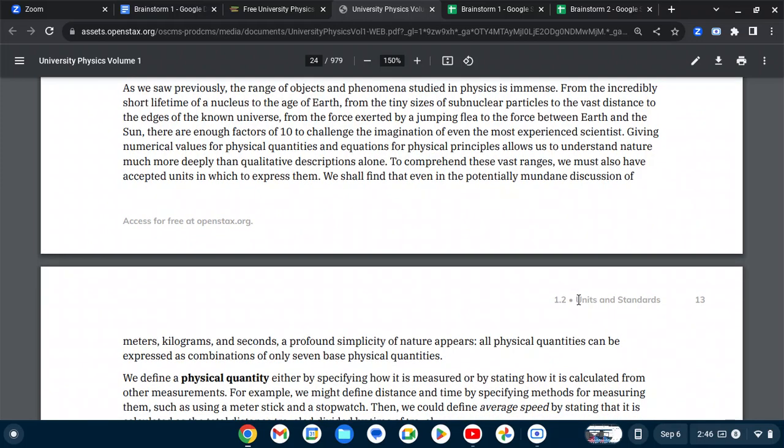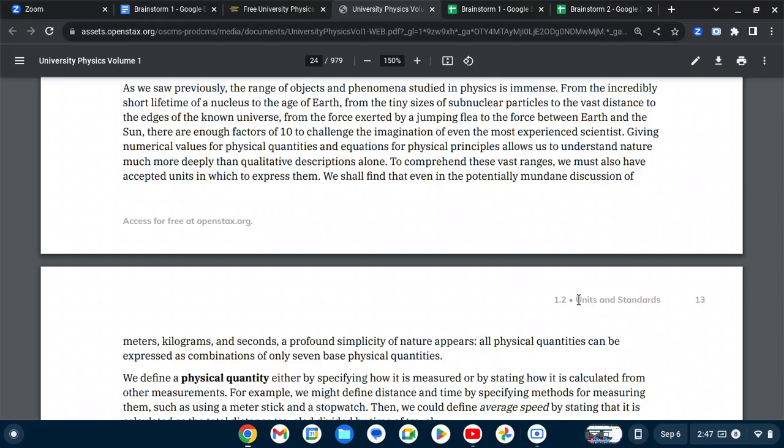As we saw previously, the range of objects and phenomena studied in physics is immense. From the incredibly short lifetime of a nucleus to the age of the Earth, from the tiny sizes of subnuclear particles to the vast distance to the edges of the known universe, from the force exerted by a jumping flea to the force between Earth and the Sun, there are enough factors of 10 to challenge the imagination of even the most experienced scientist. Giving numerical values for physical quantities and equations for physical principles allows us to understand nature much more deeply than qualitative descriptions alone.